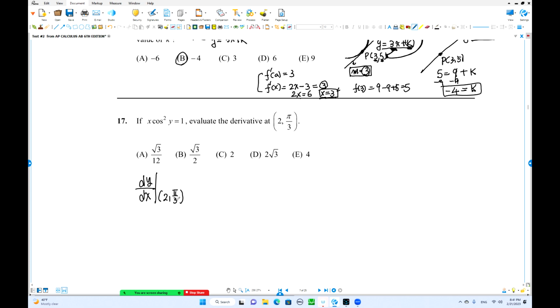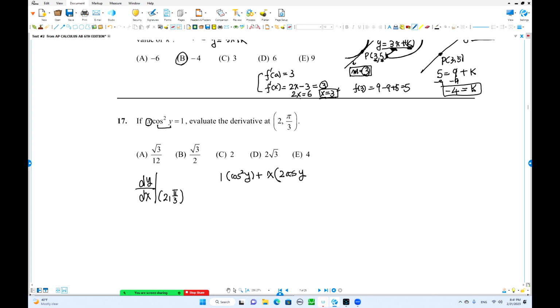But this is mixed up, right? So we have to use implicit differentiation. First, the derivative of x is 1, times the second one, cosine squared of y, plus, first one don't touch. The derivative of the second is what? This is the chain rule. Move the 2 to the front: 2 cosine y. 2 minus 1 is 1, so that is 2 cosine y.